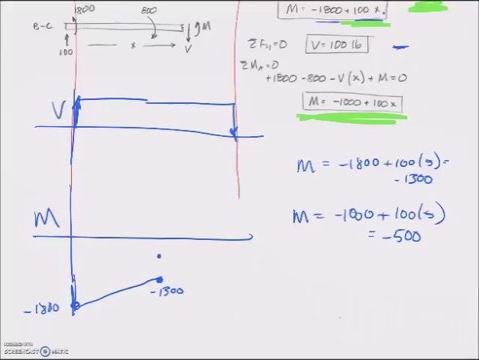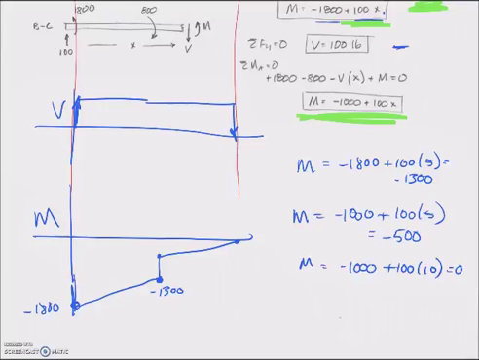And then if you put x equal to 10, negative 1000 plus 100 times 10, you can see that it ends at 0. So it goes this way and ends at 0. All right, what's going on here? This is another discontinuity, and that's a moment discontinuity here.